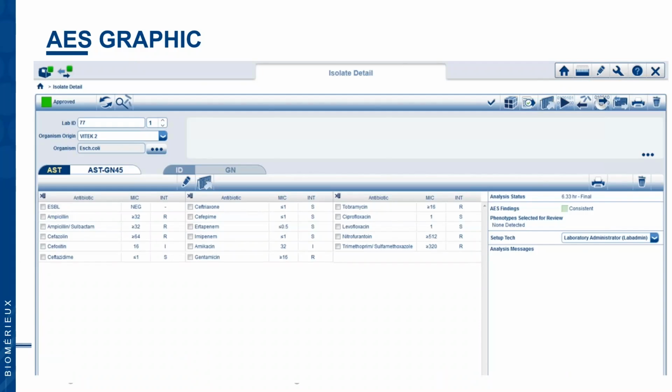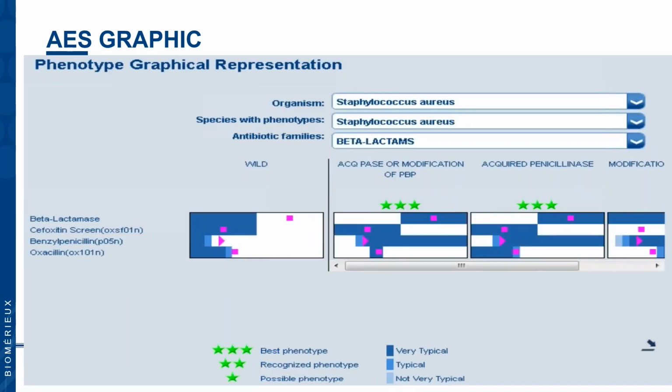If you want to have a look at any of the phenotypes found for a specific sample, all you have to do is click on the AES graphic, which is the little Rubik's Cube, and that will bring up the phenotypes for you. Again, the wild type will be to the left, and all other possible phenotypes for this drug-bug combination will be to the right. These are ranked based on several criteria, so that level of typicity, or how often you would see that distribution, from very typical to not very typical, and the best choices then of phenotype as well. So best phenotype down to possible phenotype.